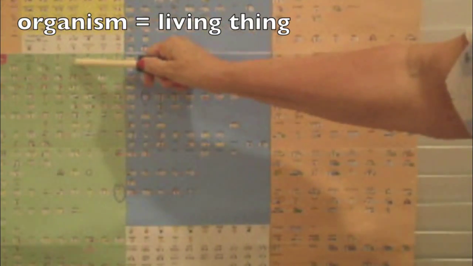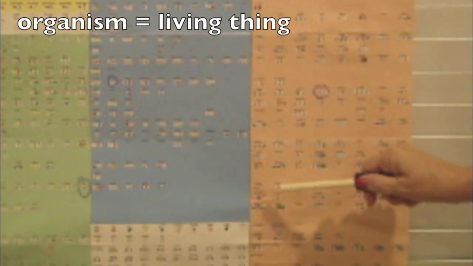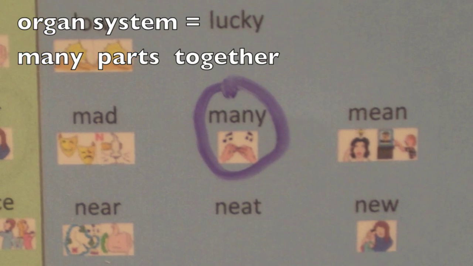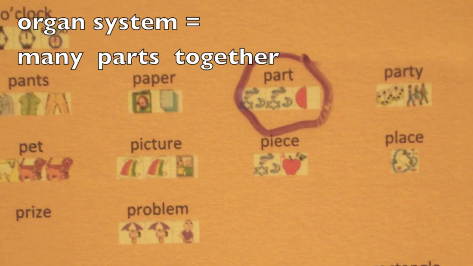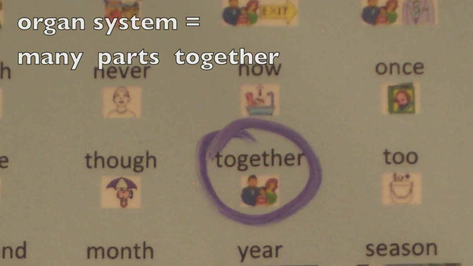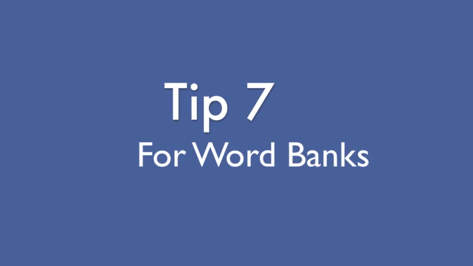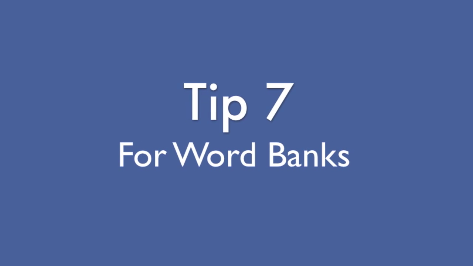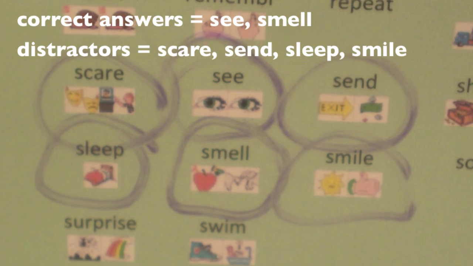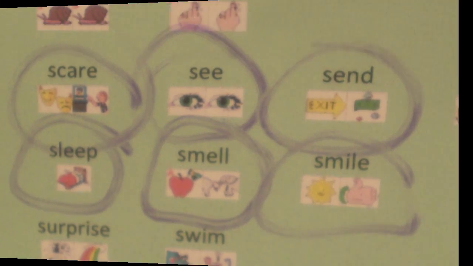Define key concepts in the lesson with words already on the board. When you use words from the board to define lesson concepts, you are guaranteed that the student has a chance of being able to participate in the lesson and give answers. Use a natural aided language board to create a word bank. For the student working on science, this word bank has words to describe different senses, plus some distractors.